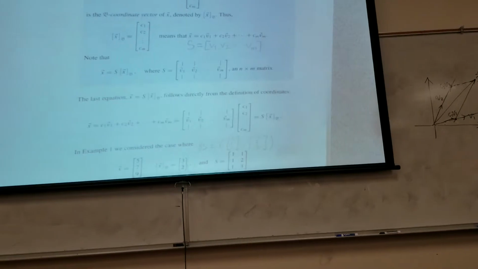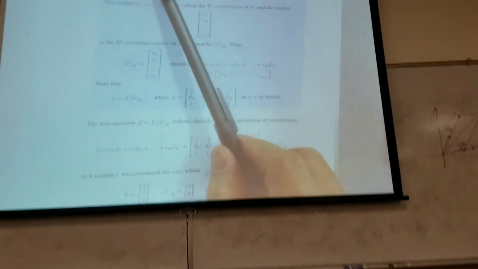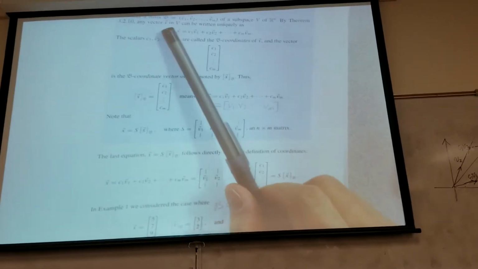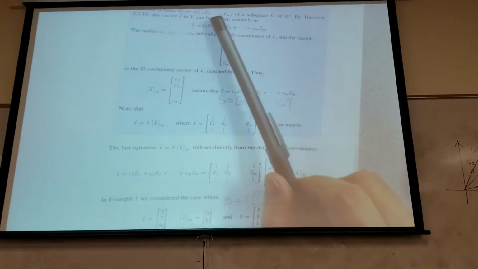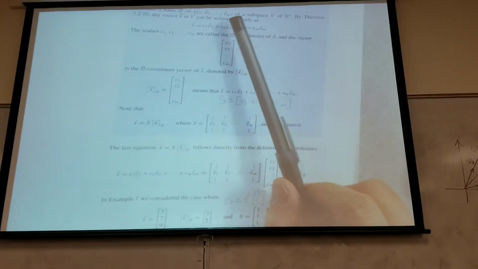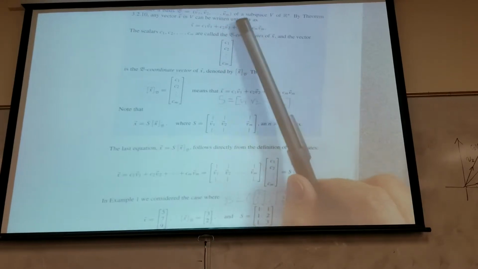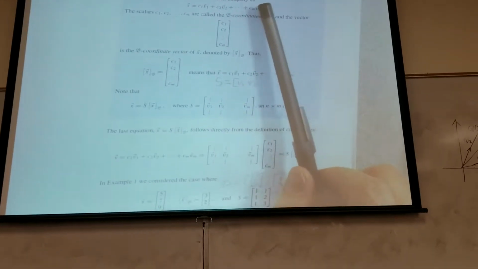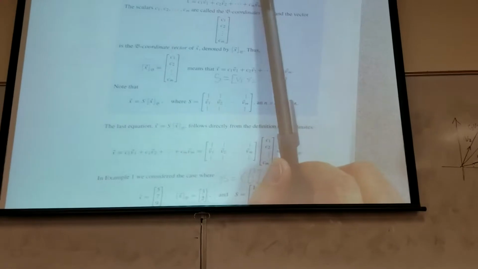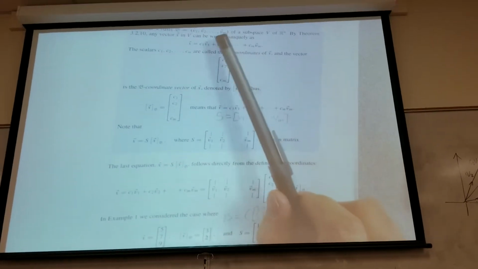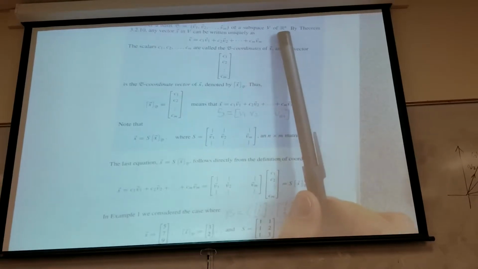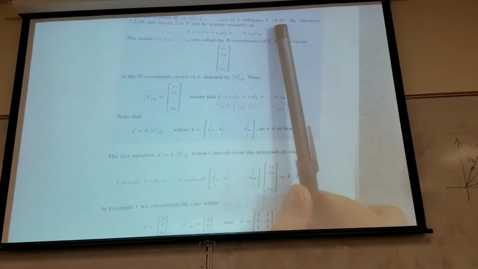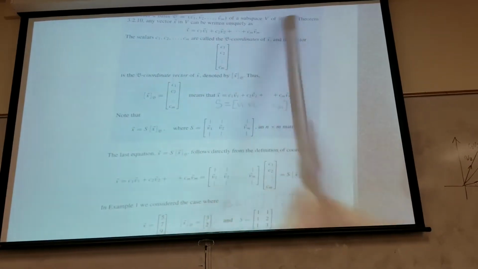So what happened is this: consider a basis B consisting of V1, V2, all the way to Vm. So m of them, of a subspace V. So you already know V has dimension m, right? And every vector is in Rn.